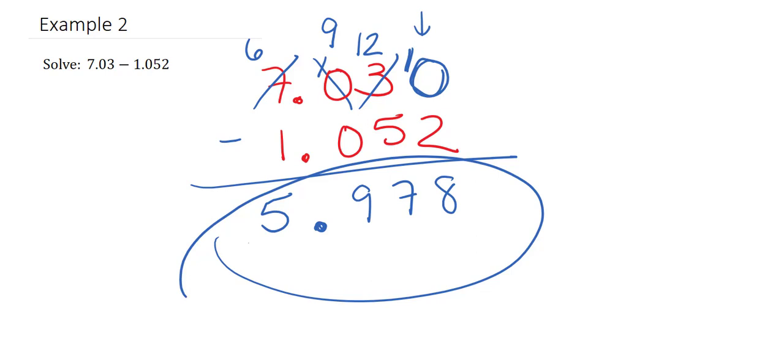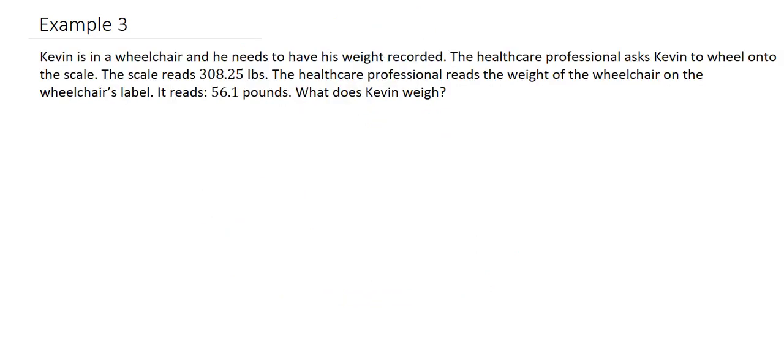And let's go to the next example. Example 3. Kevin is in a wheelchair and he needs to have his weight recorded. The healthcare professional asks Kevin to wheel onto the scale. The scale reads 308.25 pounds. The healthcare professional reads the weight of the wheelchair on the wheelchair's label. It reads 56.1 pounds. So what does Kevin weigh? So we need to go ahead and take this number and then subtract it from that number, right? That number from it.